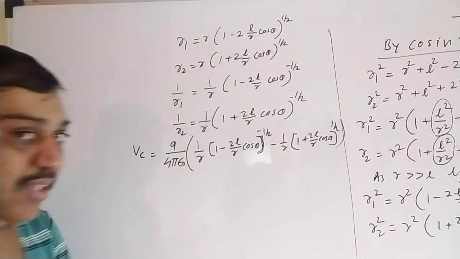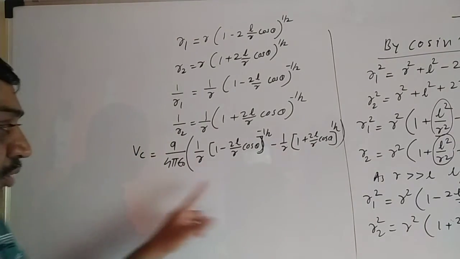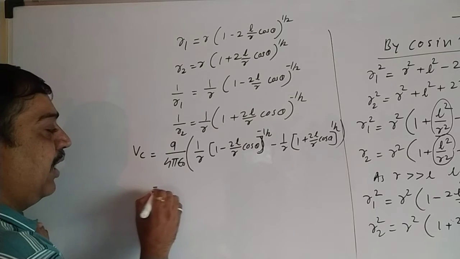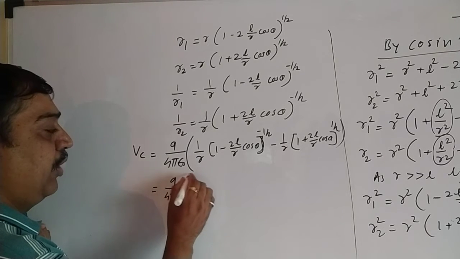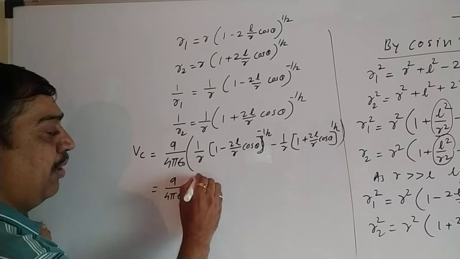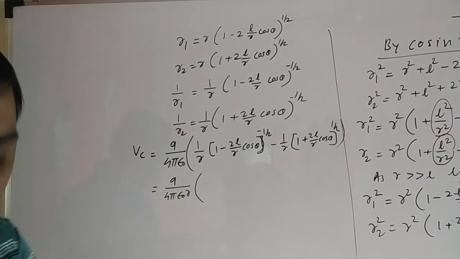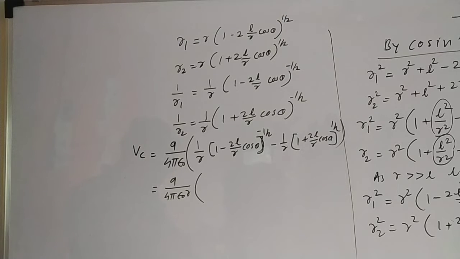So we get this thing. Now 1 by r is common in both, so take it common outside. So you can write q divided by 4 pi epsilon 0 into 1 by r as common. Inside the bracket, what we can write? We can write these terms. Before writing the terms, there is one mathematical equation.